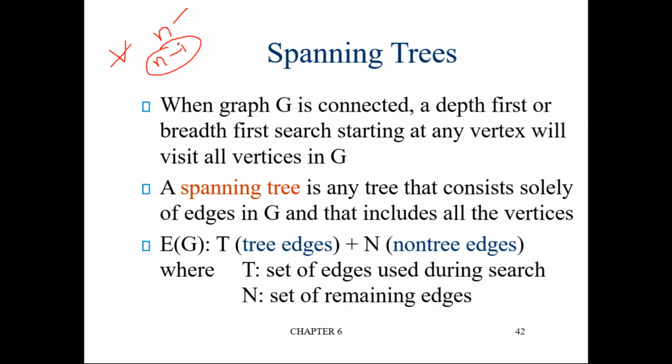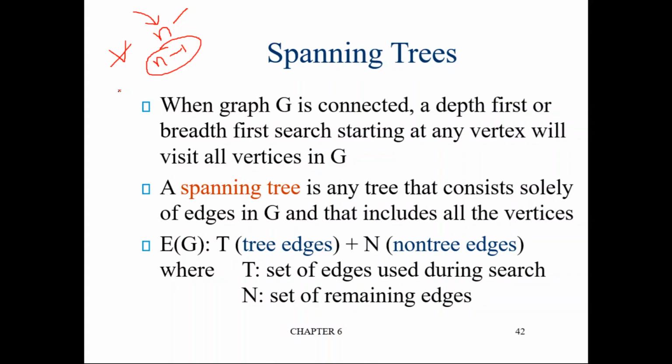It should be n minus 1 edges. To construct a spanning tree for a graph with n vertices, we need n minus 1 edges. It should not be less than that, it should not be greater than that. Suppose you are constructing a spanning tree with a number of edges less than n minus 1, then that will not be a connected graph.